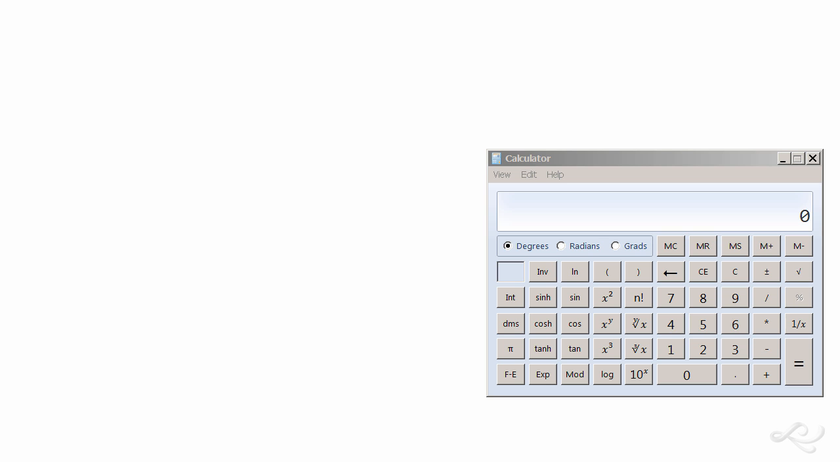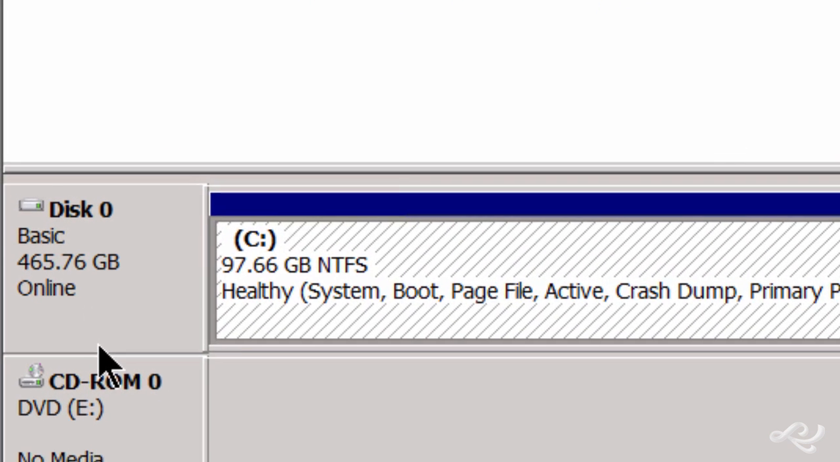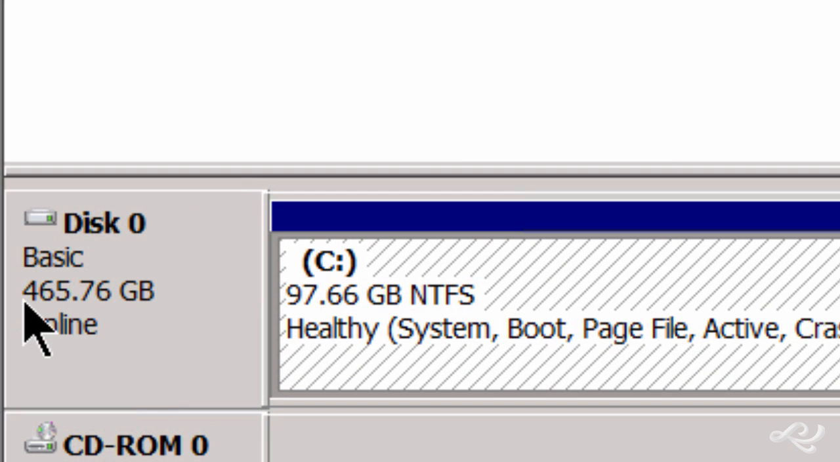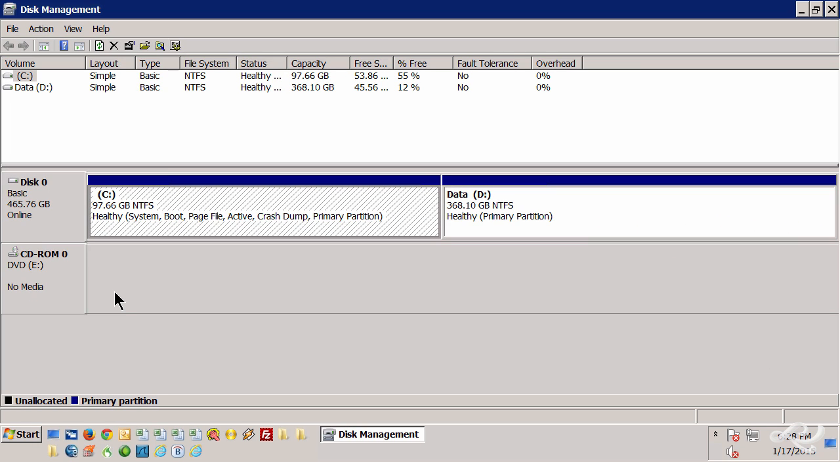Let me explain. First of all, I have a system here that just happens to have a 500 gig hard drive. Disk 0 is 465.76 gigabytes. You might also see this as 465.66 gigabytes, depending on the hard drive and the system. So again, this is normal. This is a 500 gigabyte hard drive. So let's explain why that is.